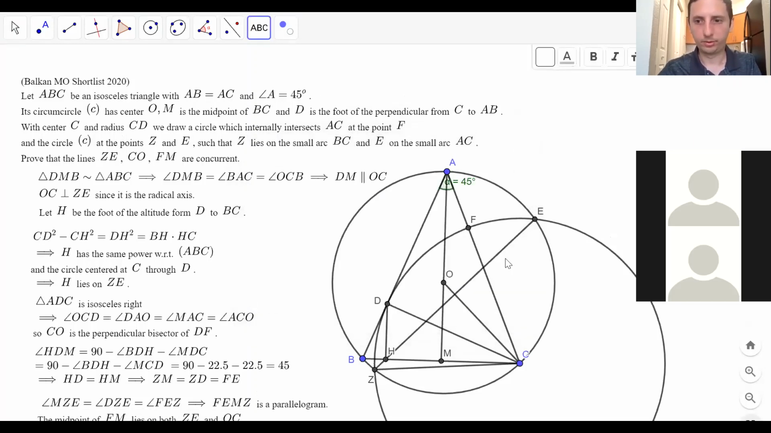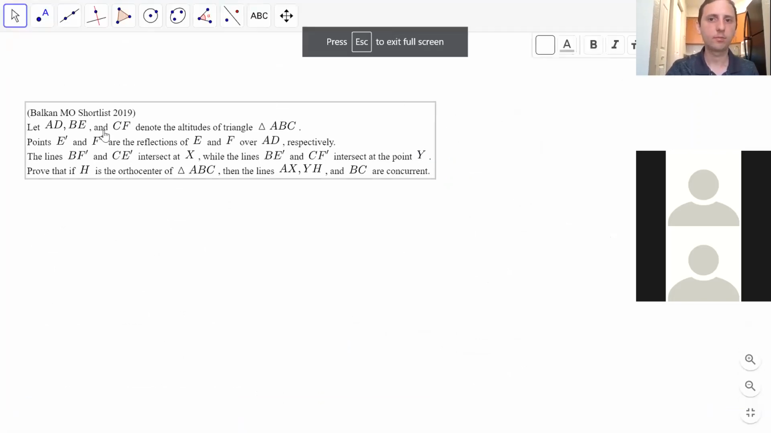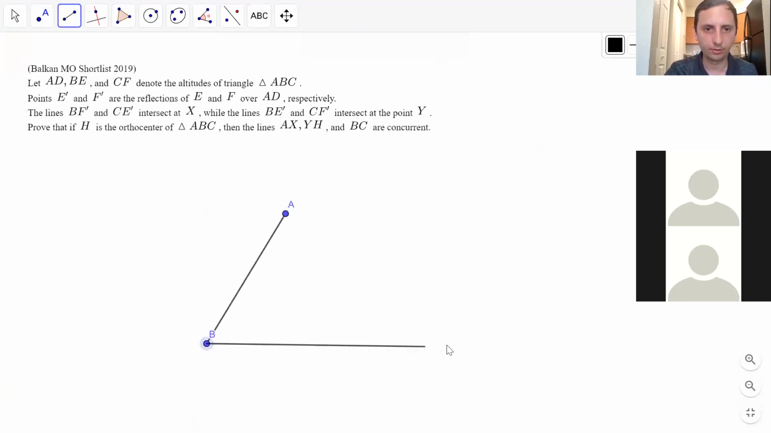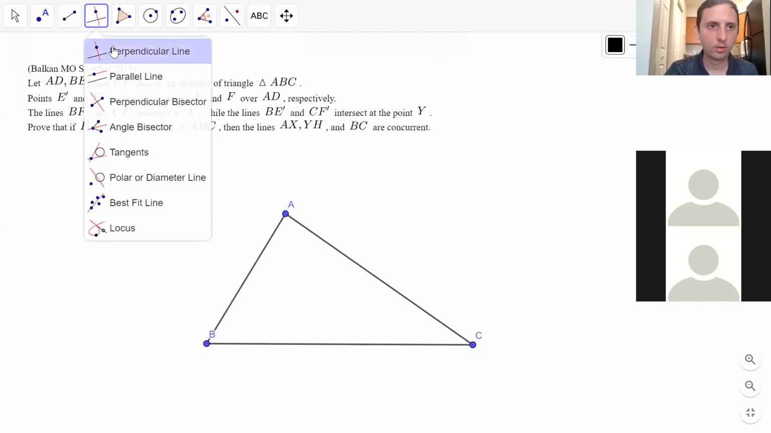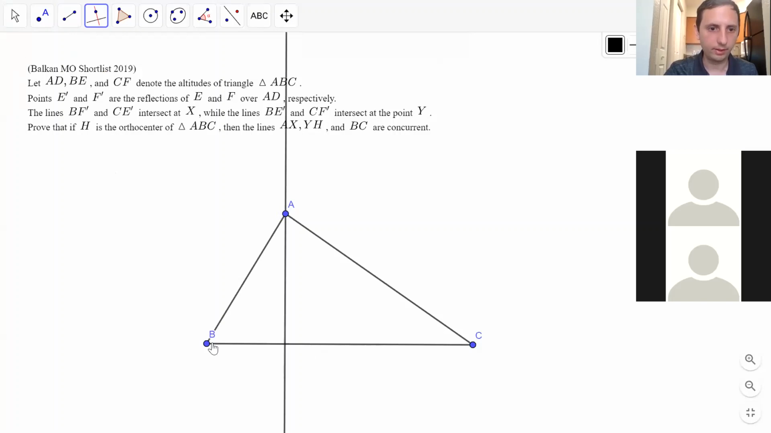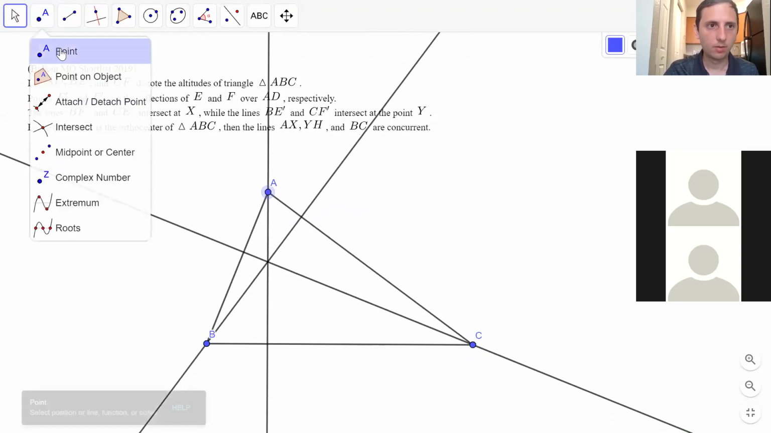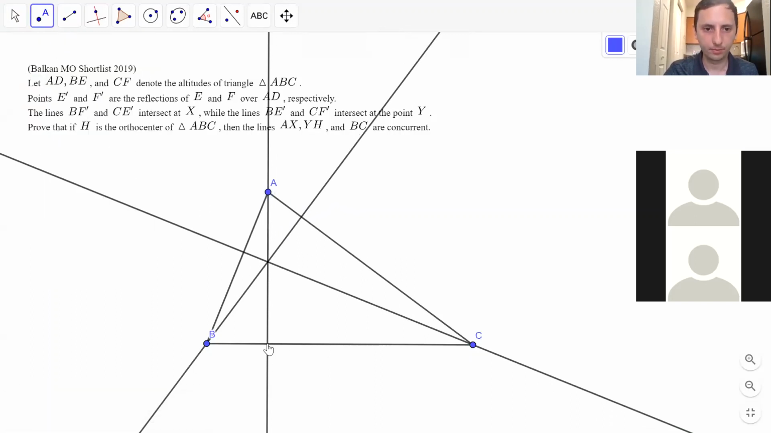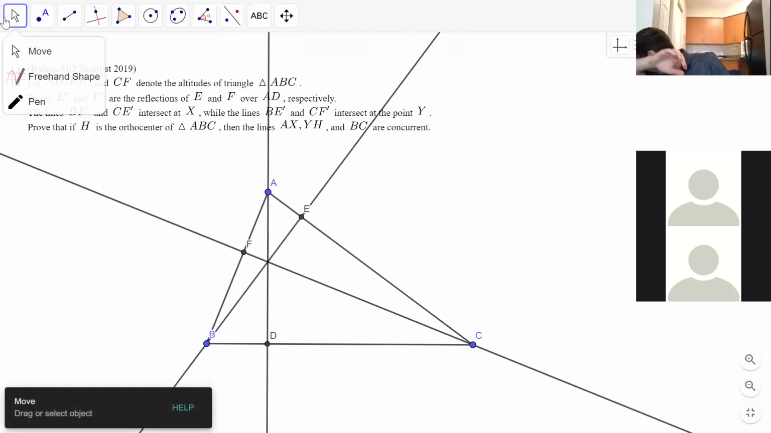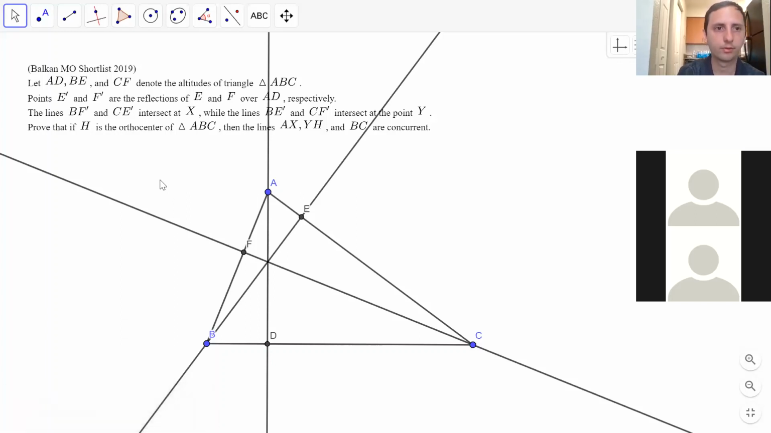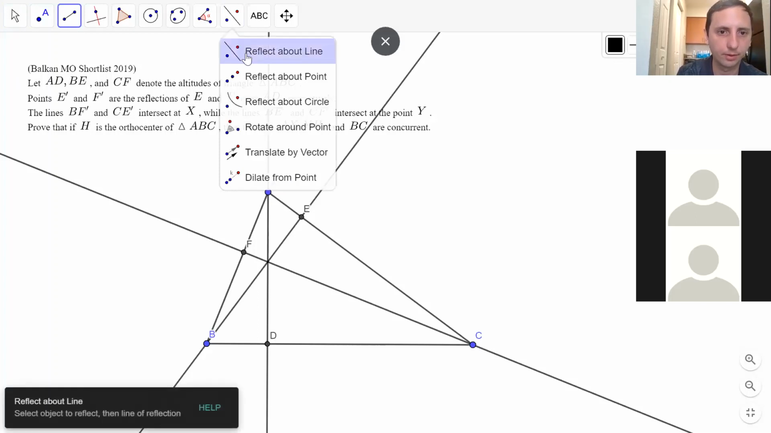All right, so here's the next problem. So we have triangle ABC, and we draw the three altitudes AD, BE, CF. Oops, sorry. I'm going to hide those as the very last thing. E prime and F prime are the reflections of E and F over AD. It's kind of interesting.